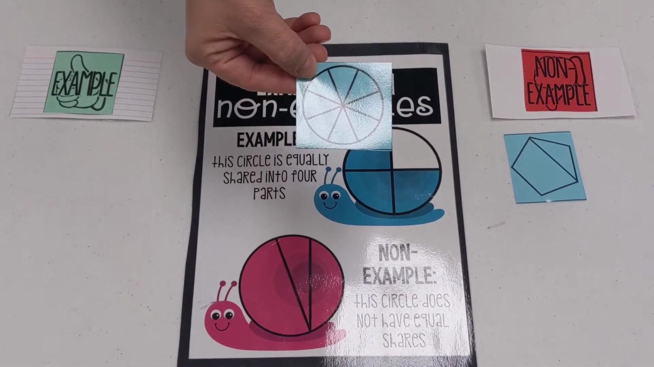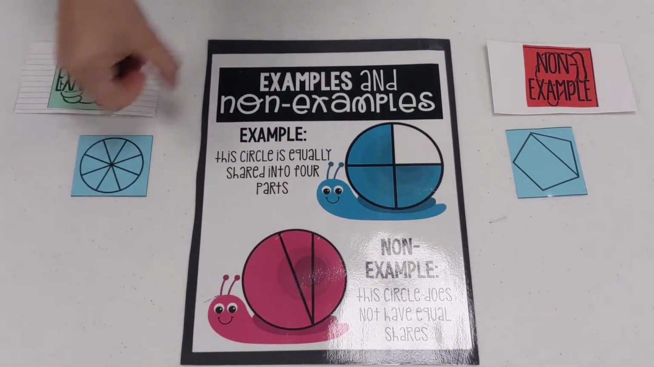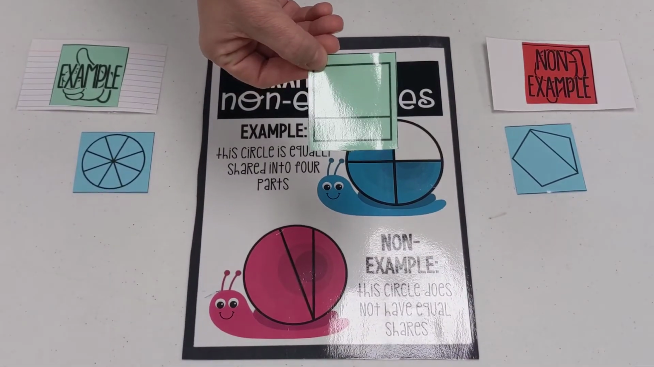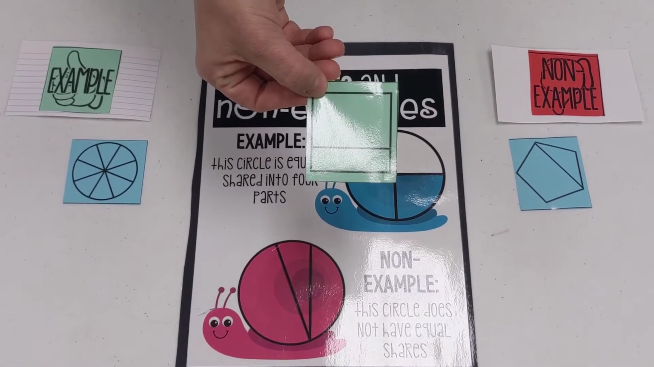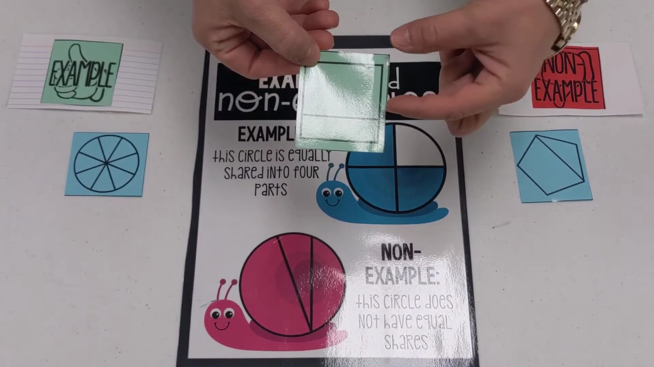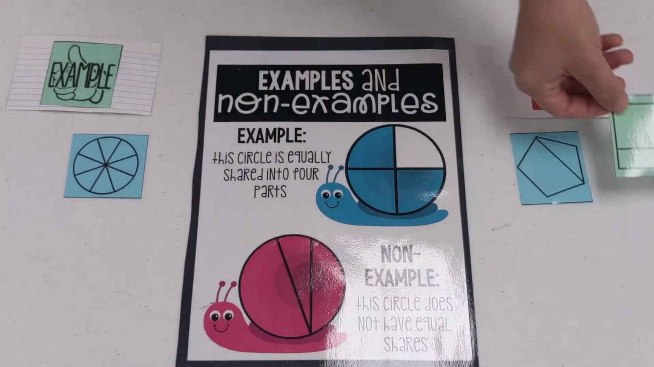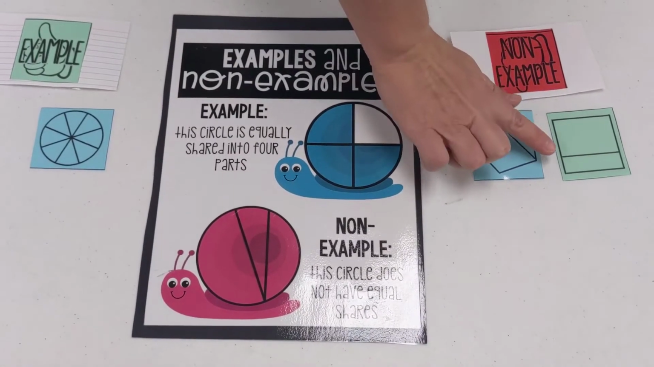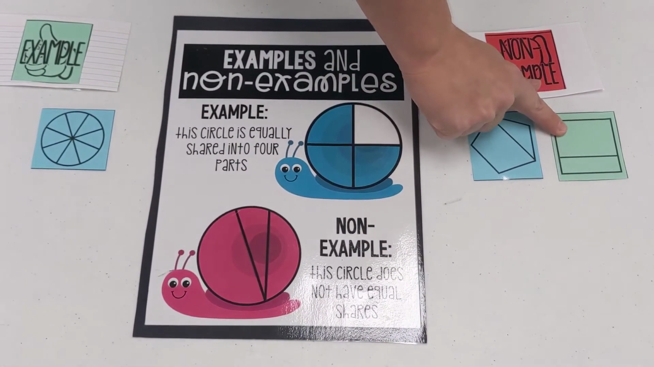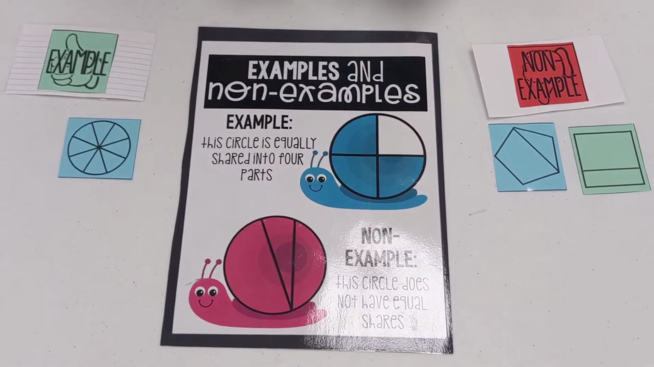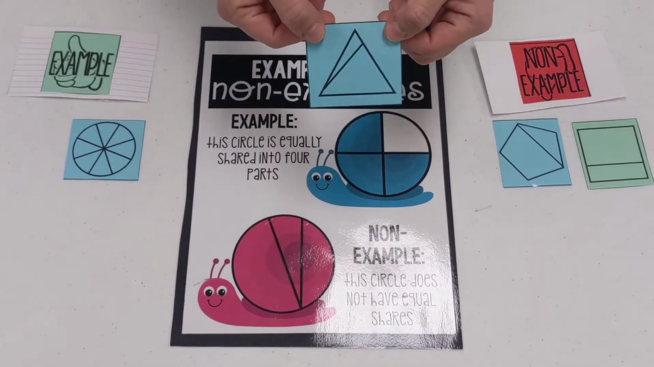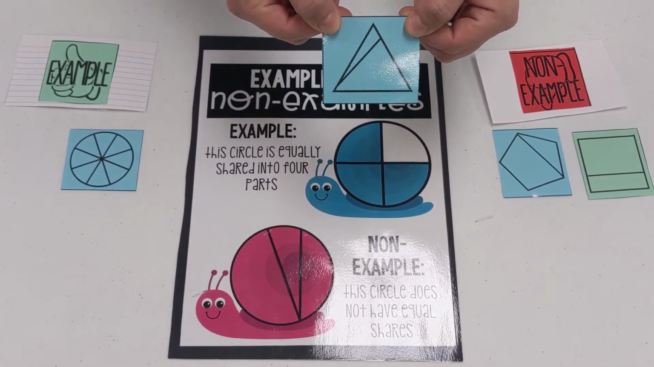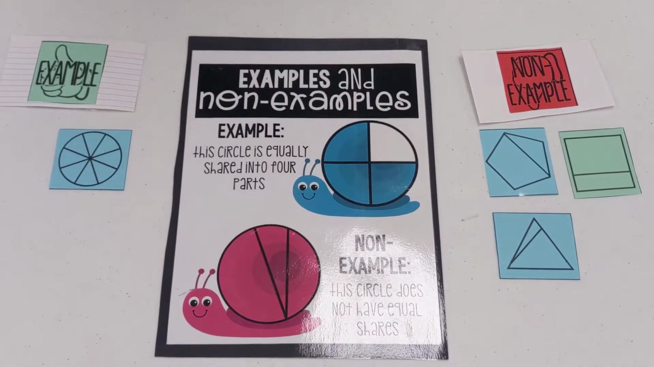What about this one? Yes, you should have had your thumbs up. Equal parts or not equal parts? Thumbs should be down. This piece is larger than this one. They're not equal shares. If that was a piece of cake, it probably wouldn't be fair if I gave you this piece and me this one. Think about it like that, okay? Would everyone get the same size piece of cake? Thumbs up or down? That is a non-example of a fraction.